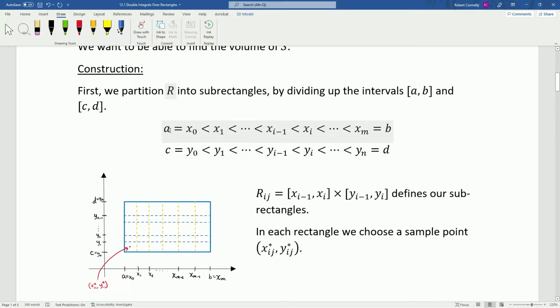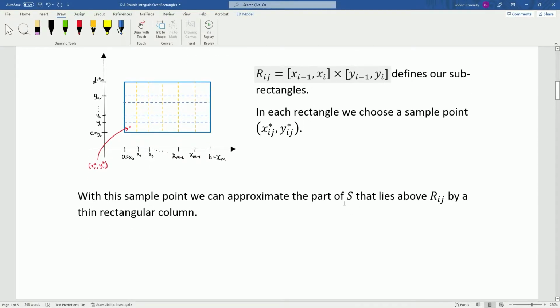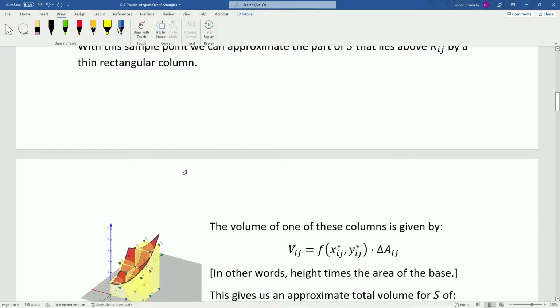All we're saying here is we take A and B, and we pick a bunch of points in between A and B to define our subintervals. And we do that for C and D as well on the y-axis. Each rectangle that we get, we call a subrectangle. In each rectangle, we choose a sample point, x sub ij star and y sub ij star. With that sample point, we can approximate the part of S that lies above Rij by a thin rectangular column. Take a look at this picture.